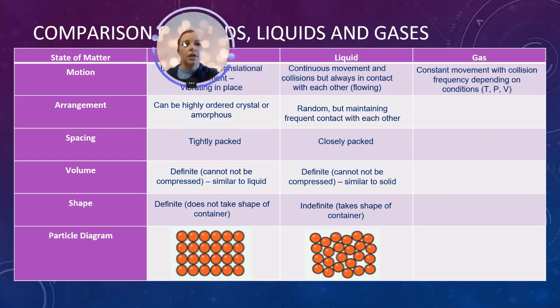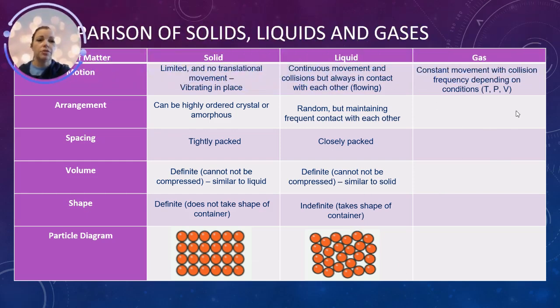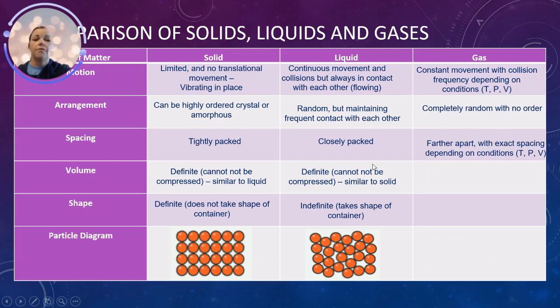Then with gases, we see constant movement with collisions, and the collision frequency depends on the conditions. So sometimes you might only see collisions rarely, but sometimes you'd see them more often. And that really just depends on the temperature, the pressure, and the volume of the system. Then the arrangement is completely random with no order. They are further apart, again, with the spacing depending on the conditions.